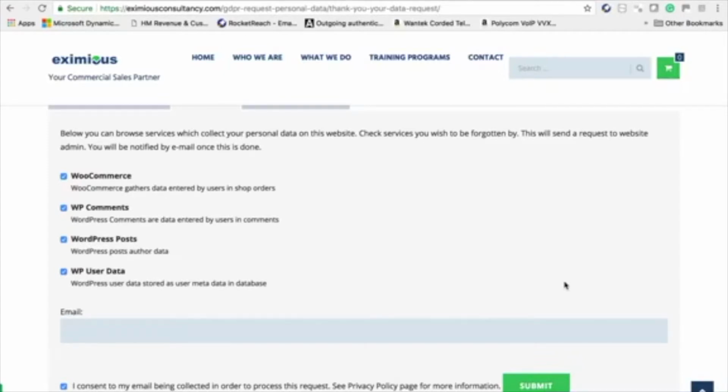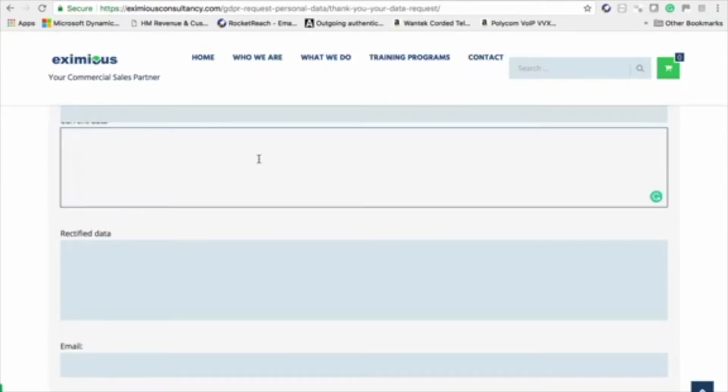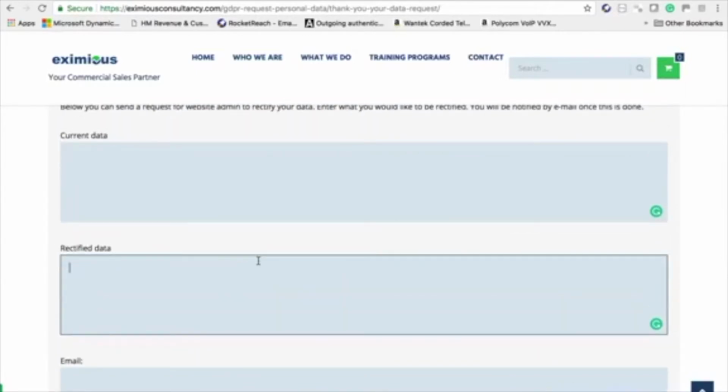It will send them a unique token link that they can click on from their email address, which will then process that forget me setup, and it will then go into the back end and delete and remove all personal information, not just unsubscribe them. And again, they can rectify that data. So they will get sent a link and they can put through the information that is actually correct, and that will update the back end.